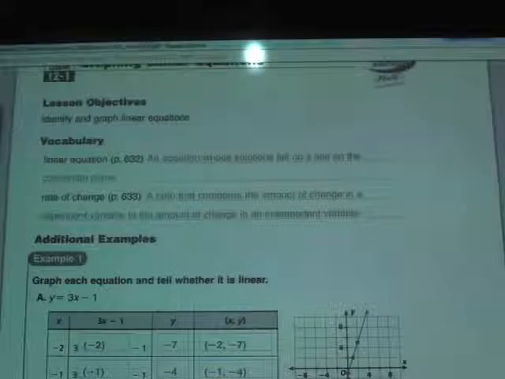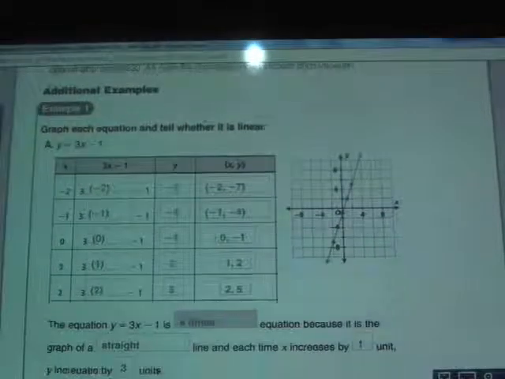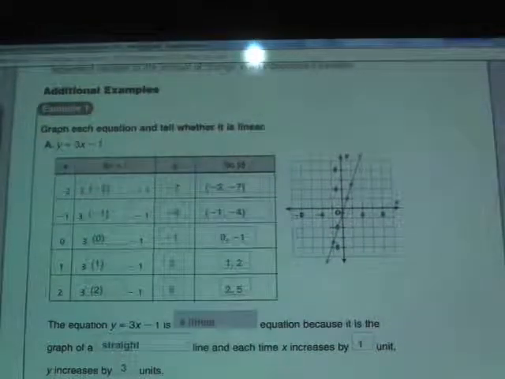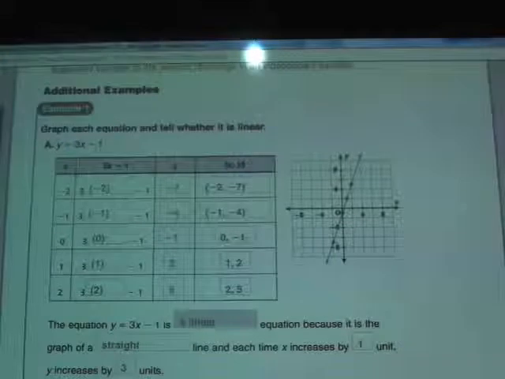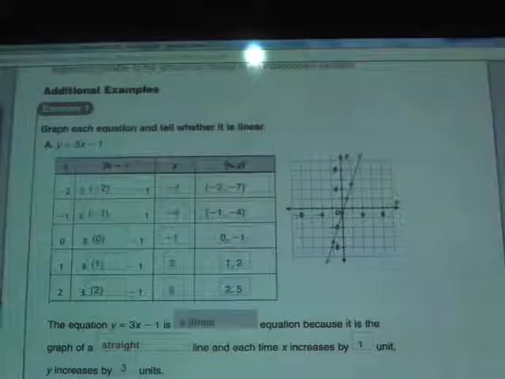All right, so let's go ahead and take a look at the first example here. In the first example, they're asking me to graph the equation and tell whether it is linear. So what we're graphing with here is what we call the table method. The table method is me generating a list of x values. Where did these come from? Well, I just picked some x values, that's all.